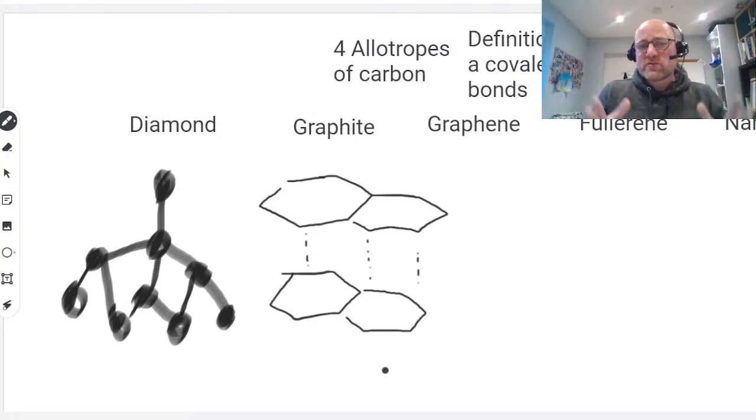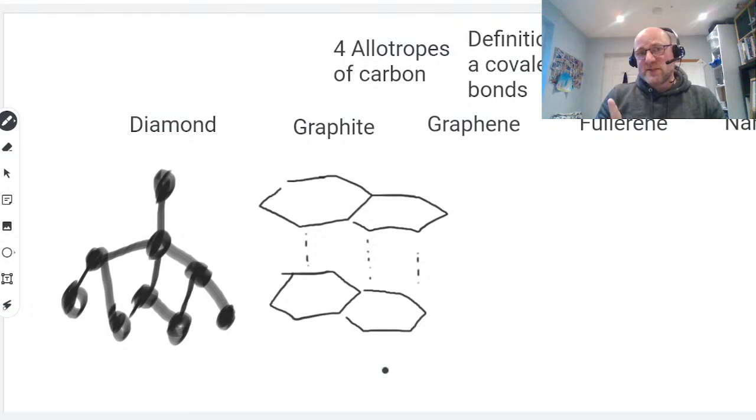So this gives graphite great properties, and it's very likely that you'll be asked about graphite. You could be asked, why does it conduct electricity? The answer is, if you're studying AQA, OCR, or Edexcel, it has delocalized electrons that carry charge through the structure.